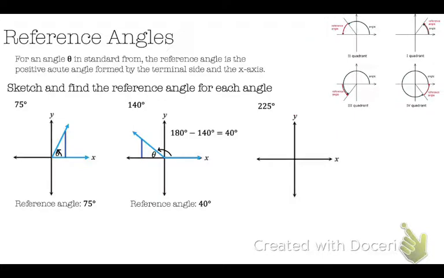Now 225, so that's right there. I need to create a triangle, so I'm going to drop that back. There's theta. Now I need to figure out what that angle is. So if this is 225, this is 180, and I want to find the distance here, I can just do 225 minus 180, and you get 45. Which means our reference angle is 45 degrees.